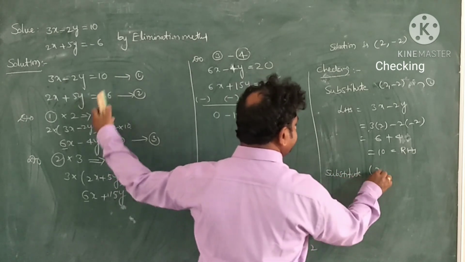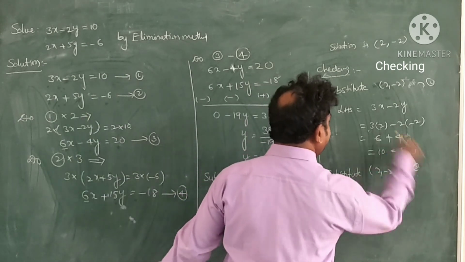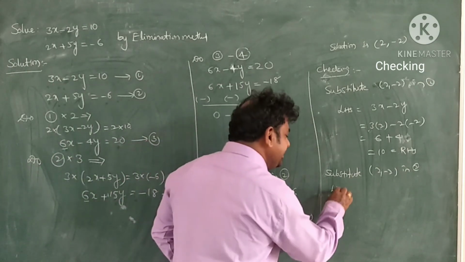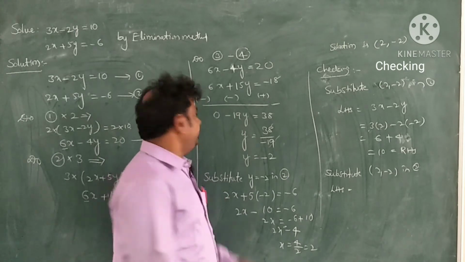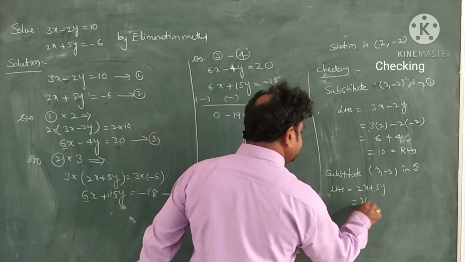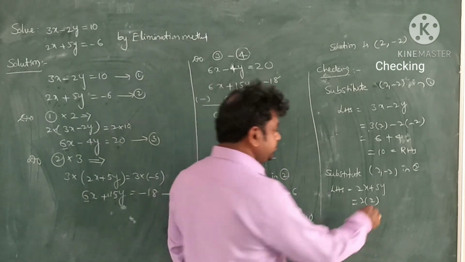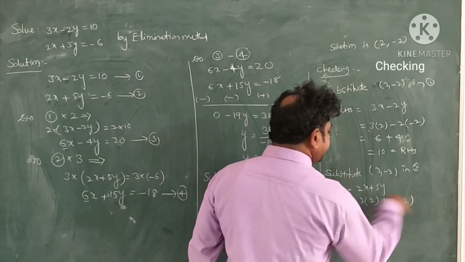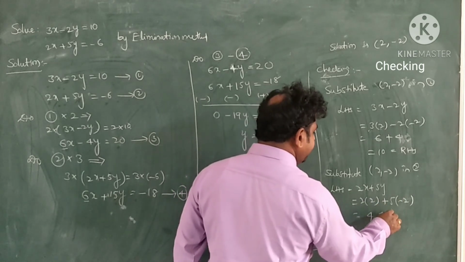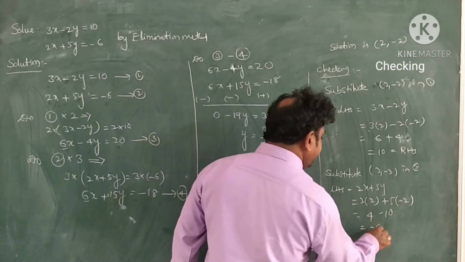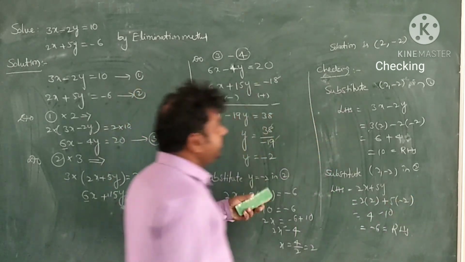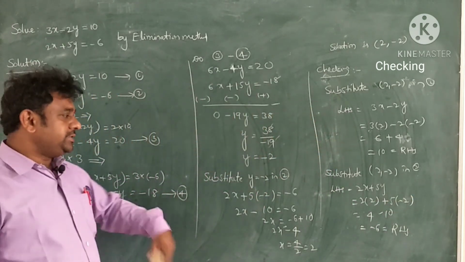Now substitute 2 comma minus 2 in equation 2. What is the LHS of equation 2? 2x plus 5y, which is 2 into 2 plus 5 into minus 2. 2 2s are 4, minus 5 2s are 10, 4 minus 10 is minus 6. Yes, we got LHS equal to RHS.